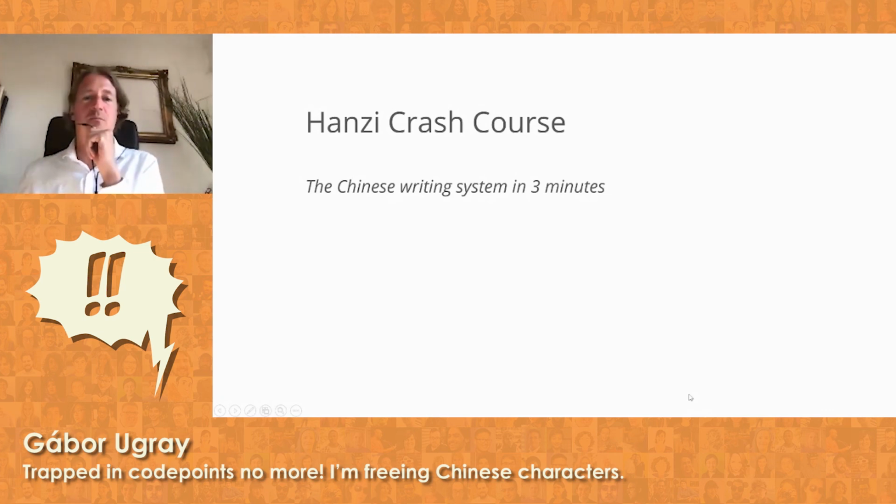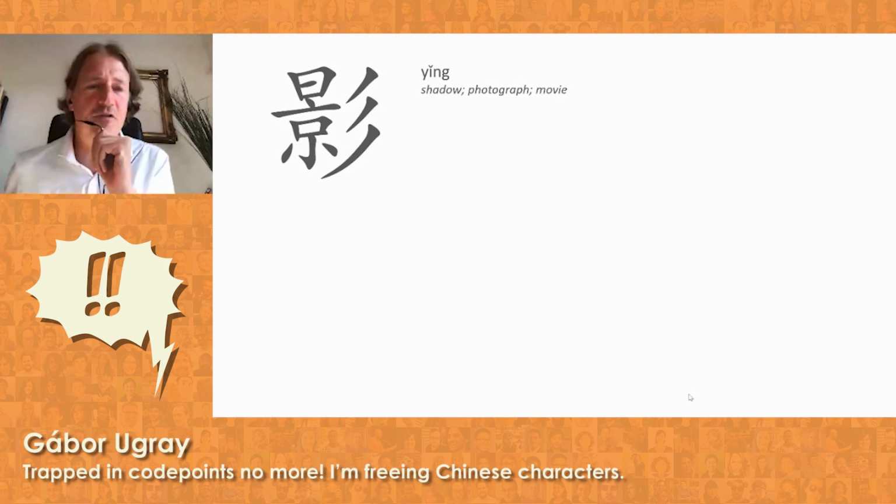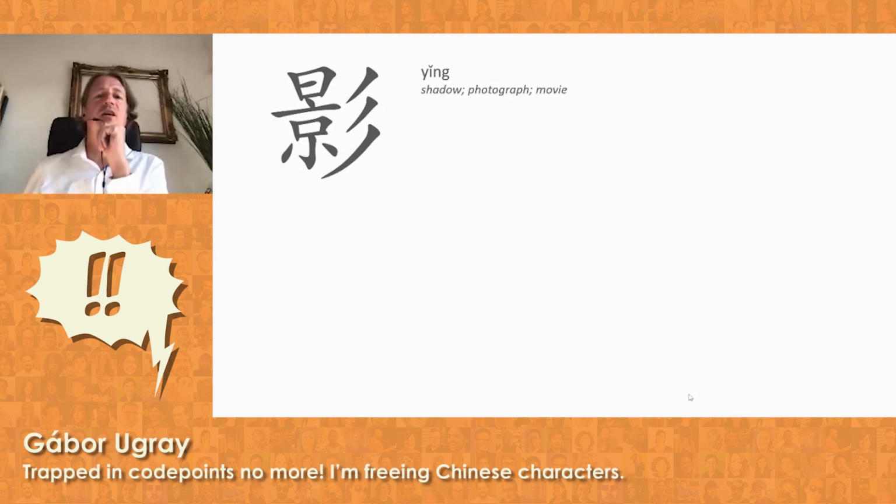So let me start with the impossible, and just to give you an idea of how that even works, give you a crash course into the Chinese writing system in 3 minutes. So I picked a character which I like. It is pronounced Ying, and it means shadow. And I will use this to explain a couple of things.